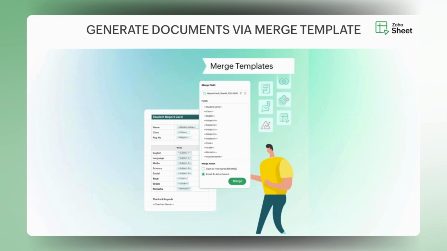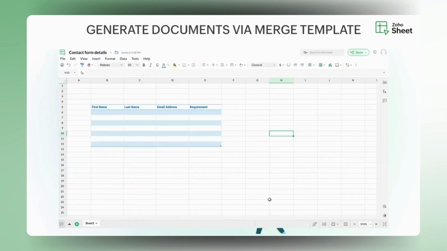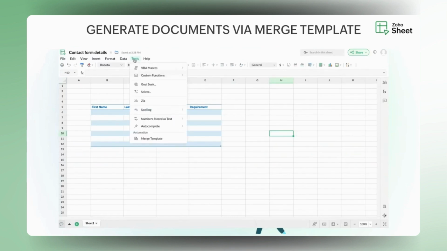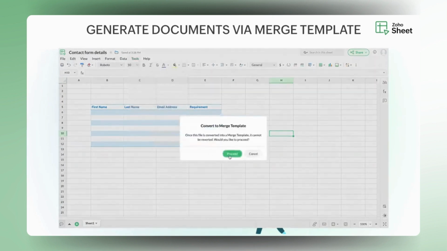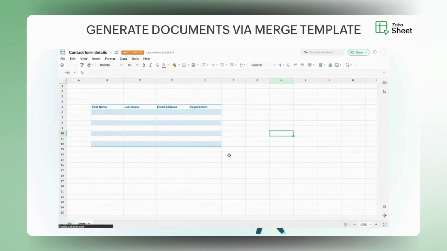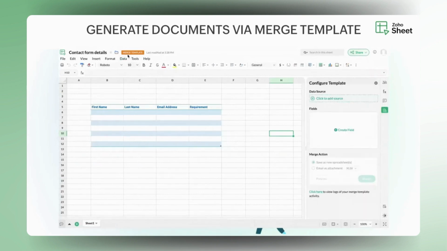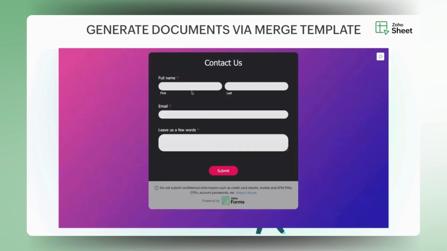You can choose the data source you want to use for your record. It could be from Zoho Sheet itself or other Zoho apps like CRM, Creator, Forms. And if you have multiple data sources with similar fields, you can map them seamlessly. So in this example that I'm going to show you, first I'm converting my sheet to a merge template. Once that is done, I have to choose my data source.